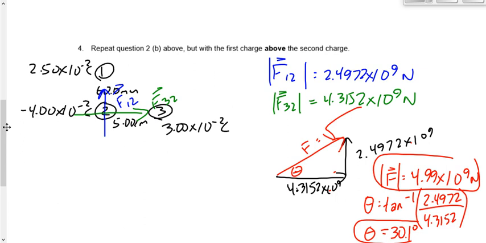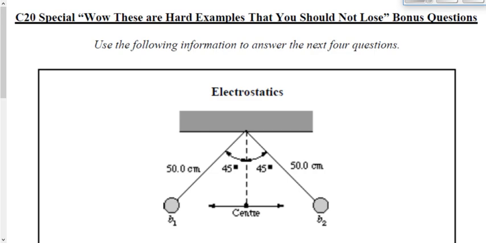Okay, let's do one more question. This one's going to be a challenge question. I want to do what I call my C20, Concept 20, special, hard examples that you should not lose, bonus questions. There's 4 of them. There's a couple of them that are not so bad, but there's a couple of them that are pretty challenging here, actually.